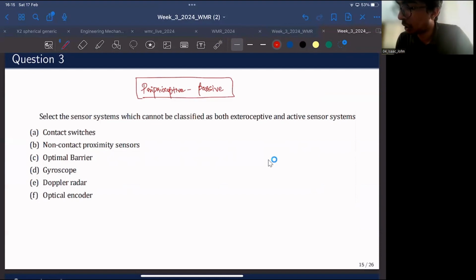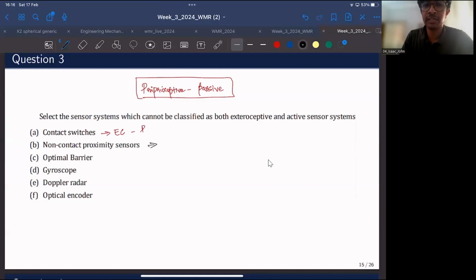The first option is contact switches. These are exteroceptive. They measure the proximity of an object based on contact. And since it is not powered, it's only powered by physical interaction, in that regard it becomes a passive sensor. So this is exteroceptive, and this is also a passive sensor. And what about non-contact proximity sensors?